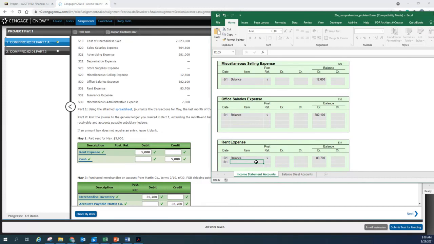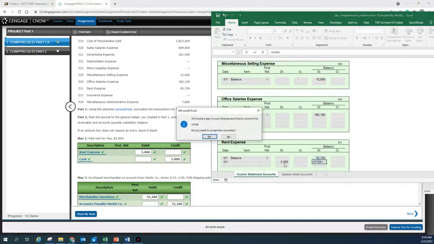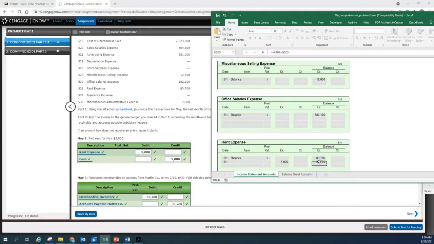Cengage doesn't require you to. Rent expense, debit 5,000. Okay. Now what is the balance of rent expense after this transaction? You have a debit beginning balance of 83,700 plus another debit, so it's going to increase the balance, and it becomes 88,700. That's the current running balance of rent expense after posting this rent payment.